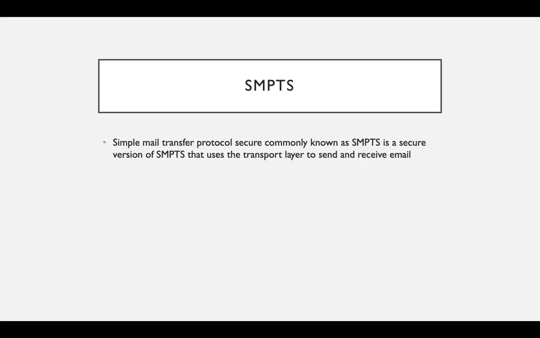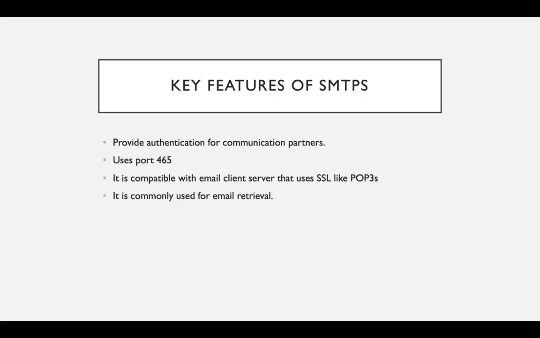What is SMTPS? Simple Mail Transfer Protocol Secure, commonly known as SMTPS, is the secure version of SMTP, and it uses the transport layer to send and receive email. Some key features of SMTPS: it provides authentication for communication partners. It uses port 465 and it's compatible with email client servers that use SSL, like POP3S, and is commonly used for email retrieval. Imagine you deleted a message by accident, or maybe you actually deleted it.